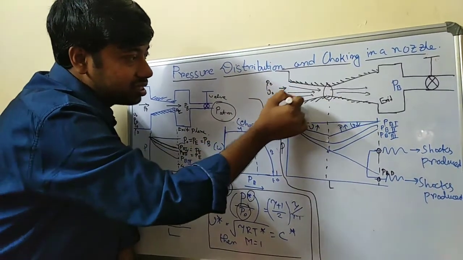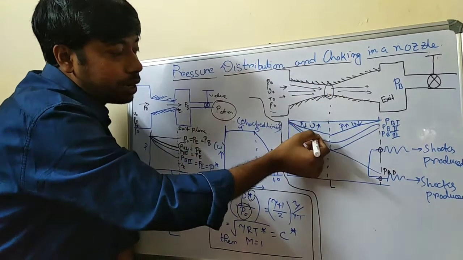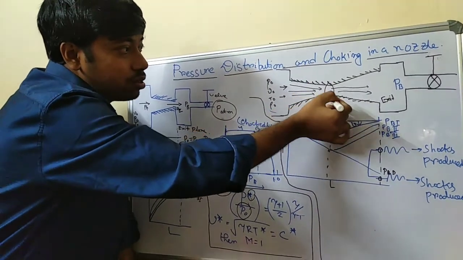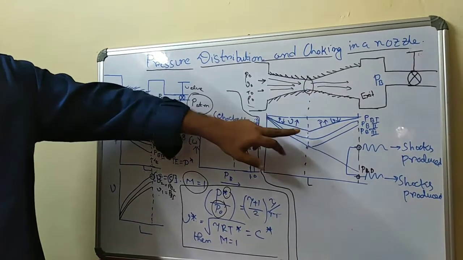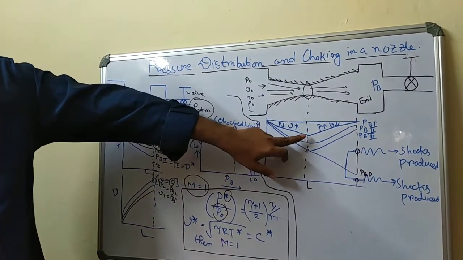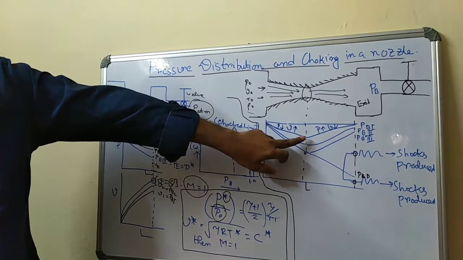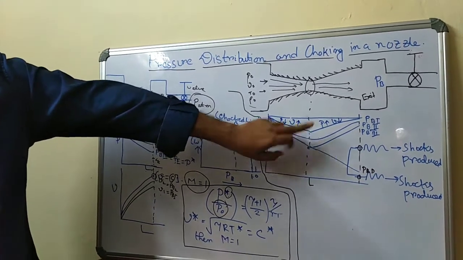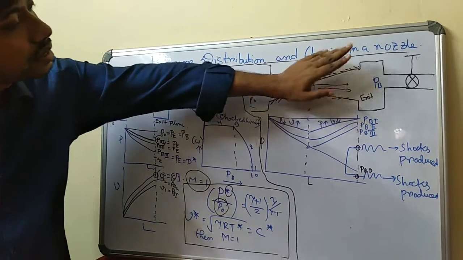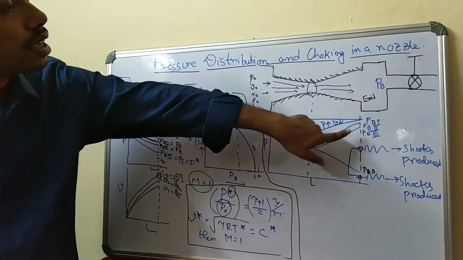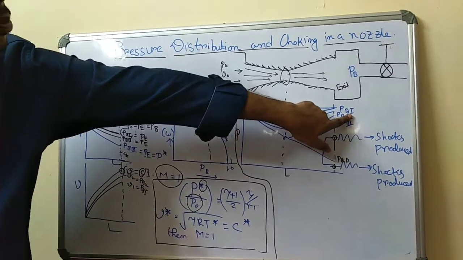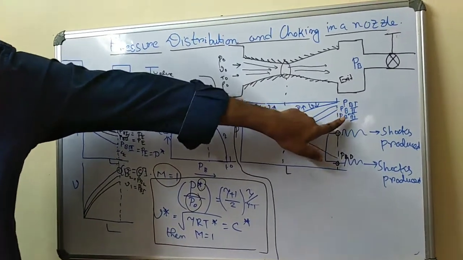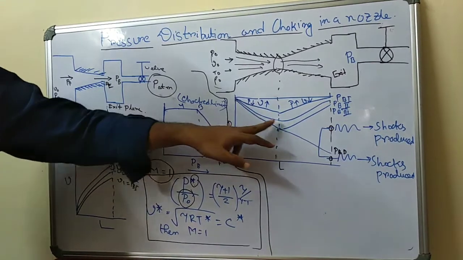So in this convergent section, the fluid pressure will decrease and velocity will also increase. When the fluid flows through the throat section, it will reach the maximum pressure decrease. Okay, maximum pressure decrease will occur. Again, when the fluid flows through the divergent section, pressure will increase, and velocity also decreases. Okay, so for the pressure level PB1, and again for PB2, the same thing will happen.